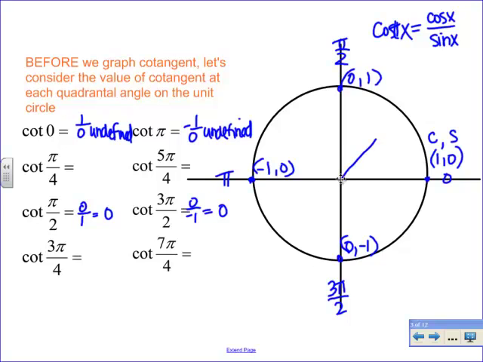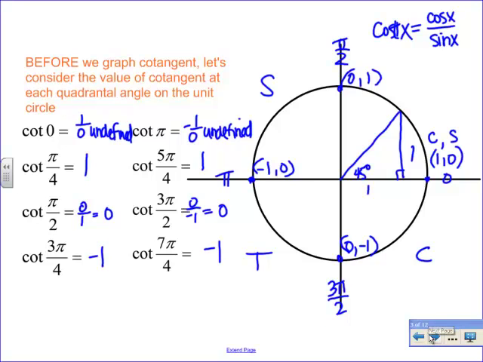Cotangent of pi over 4 is going to just be the reciprocal of tangent. Well, tangent was 1 over 1 for that 45-degree angle. The reciprocal of 1 is 1. In the second quadrant, where it's negative, it's going to be negative again. In the third quadrant, where it's positive, it's going to be positive again. And in the final quadrant, it's negative again. Okay, so we're going to take those points and we're going to translate them to our graph.